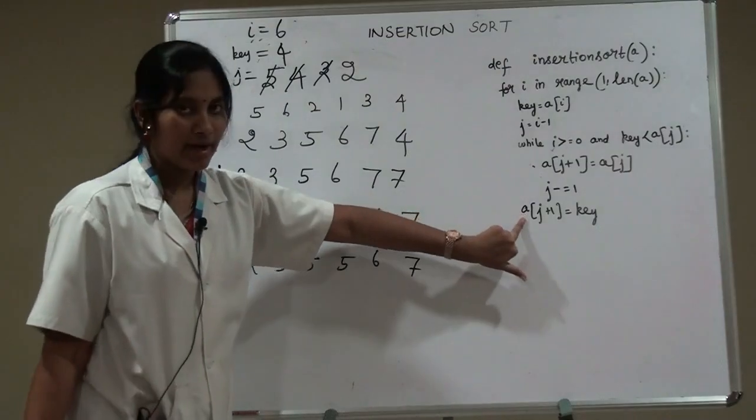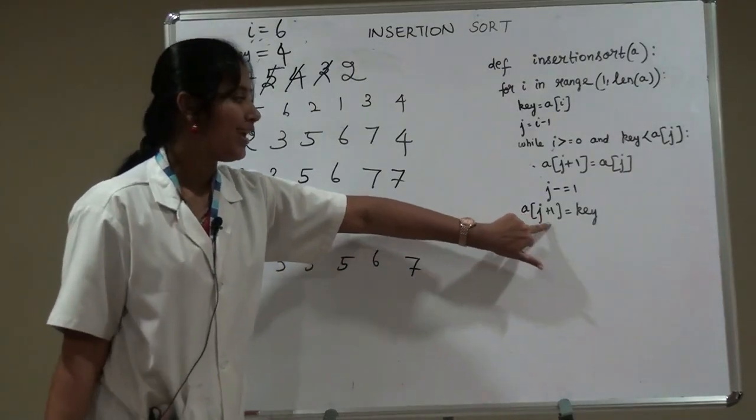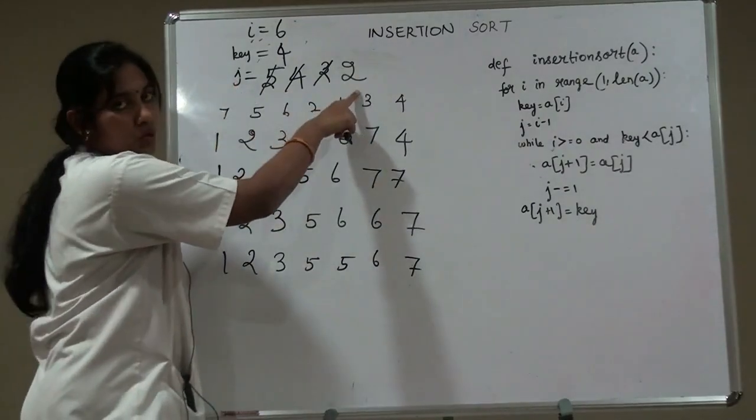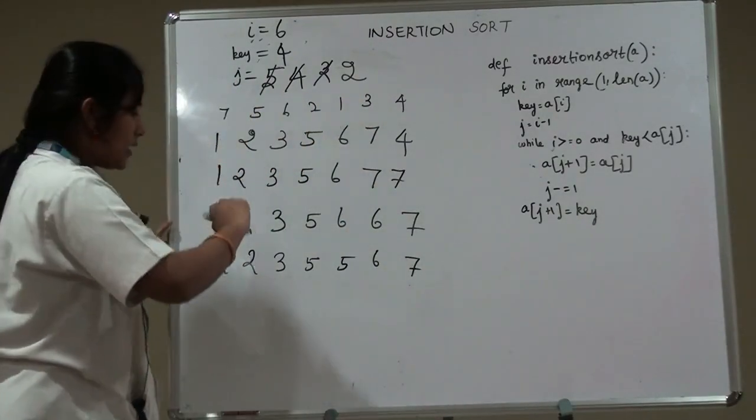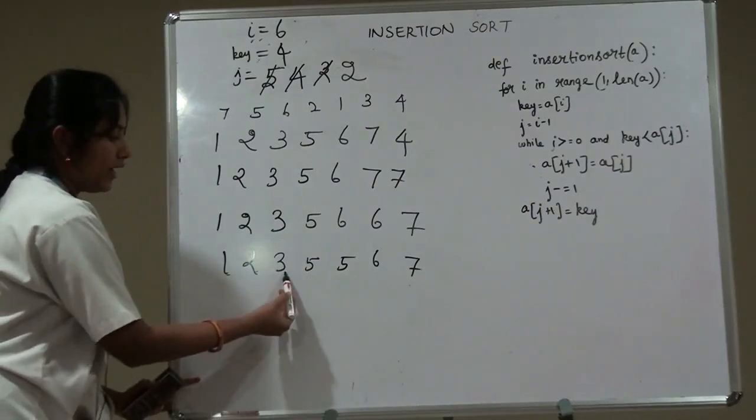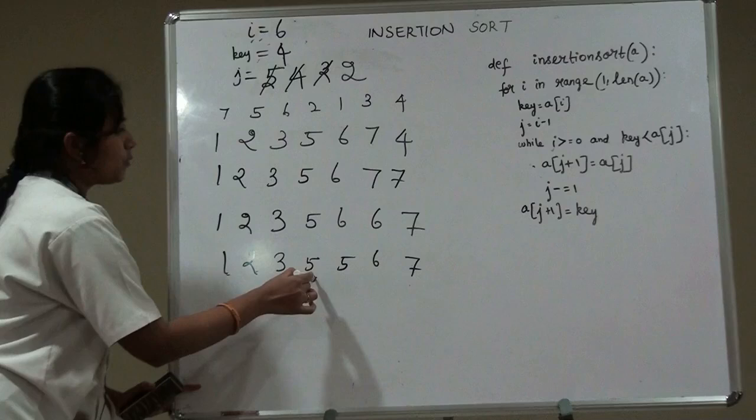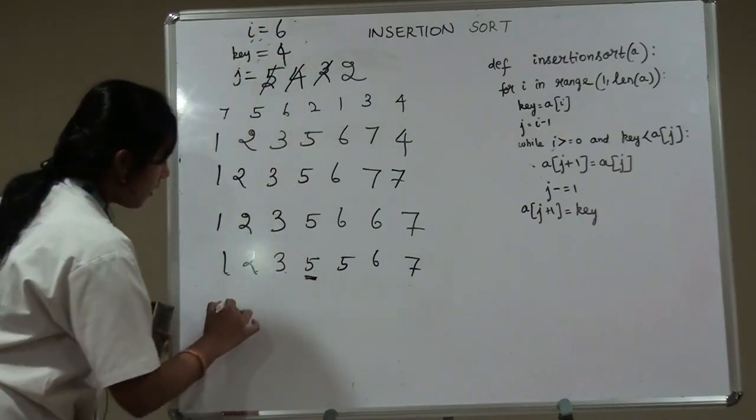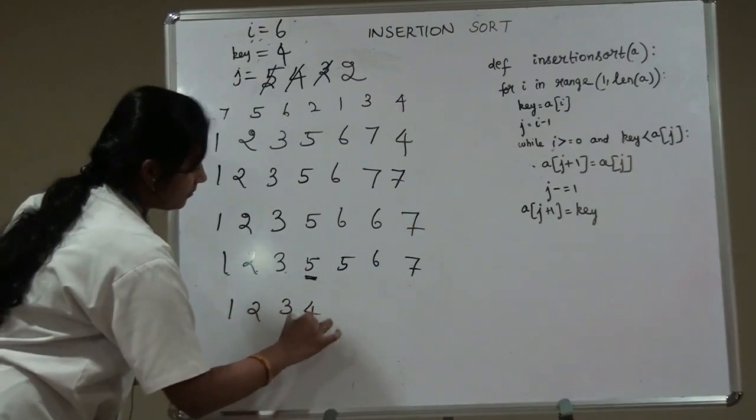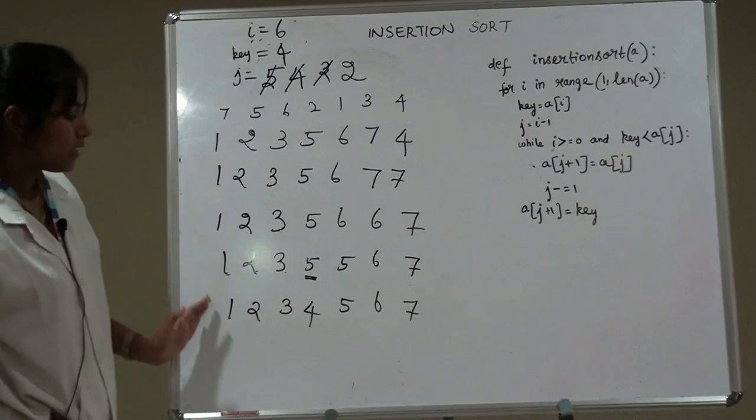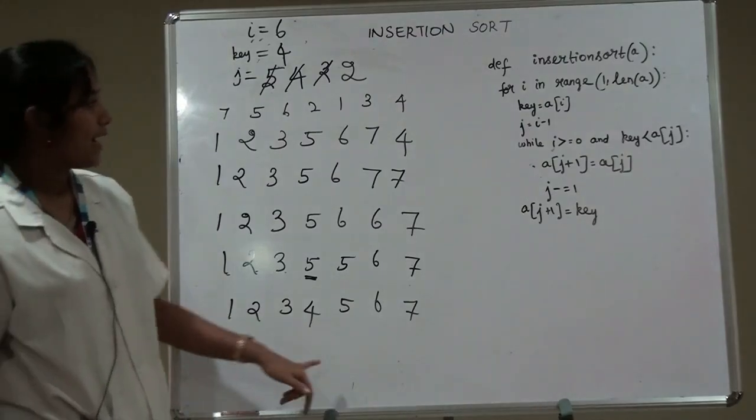Now in the final statement, what you are doing? A of j plus 1 is equal to key. So what is j? 2. J plus 1 is 3. So in the A of 3 position, so this is A of 0, A of 1, A of 2, A of 3. So in this position you are placing your key value, which is 4. So our array will become like this. Okay. So this is our final answer.